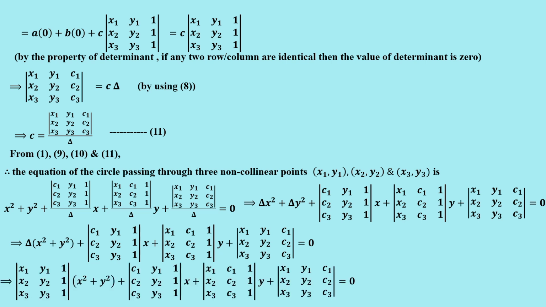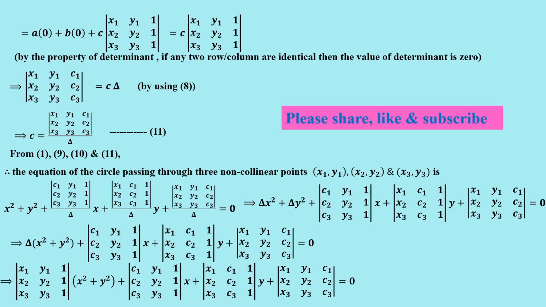We know delta value is the determinant x1, x2, x3, y1, y2, y3, 1, 1, 1. Substituting that into x square plus y square, then all the remaining terms, which is equal to 0, which is to be proved. So this is the condition for 3 points being non-collinear, right?